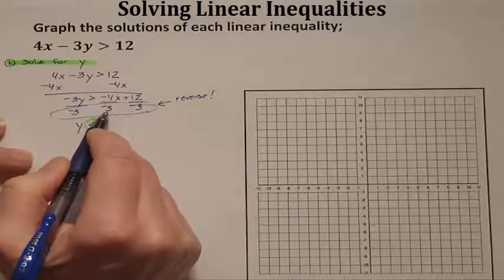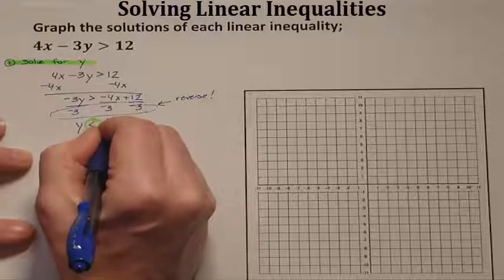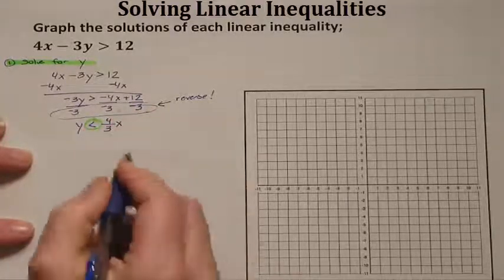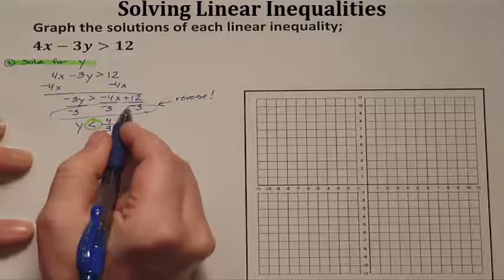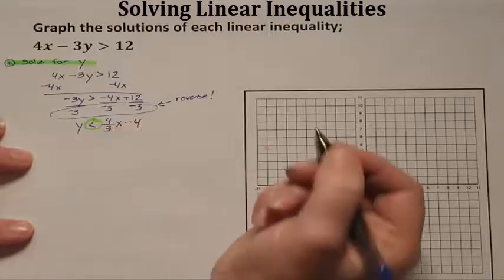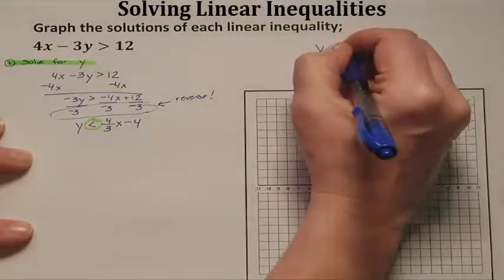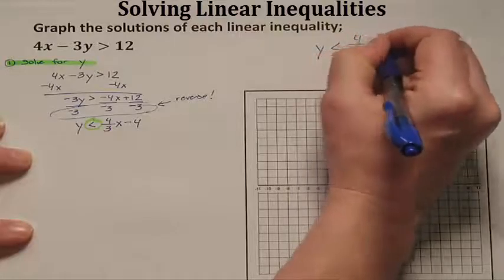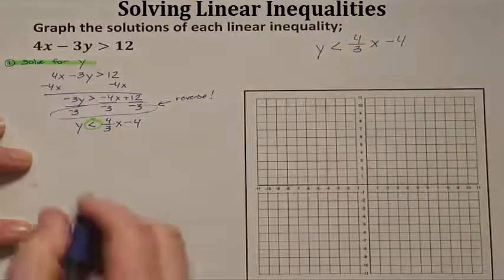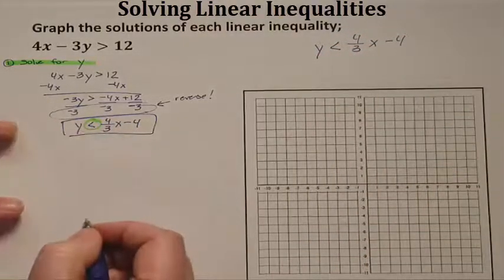Negative 4 divided by negative 3 is a positive 4 over 3. That was our x's. A positive 12 divided by a negative 3 is a negative 4. So we are graphing y is less than 4/3 x minus 4. So this is the equation we're now graphing.